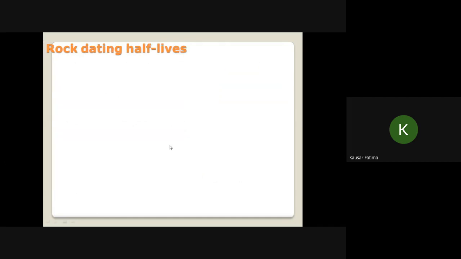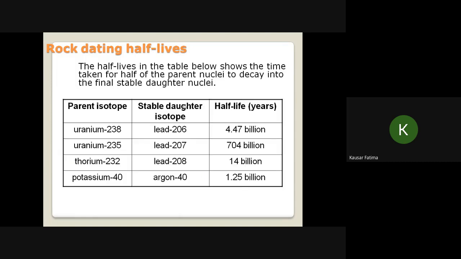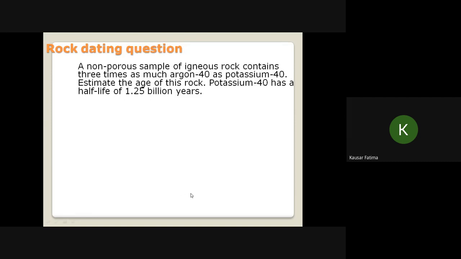So this uranium can be used to find out the age of the Earth because its half-life is longer. Half-lives in the table below give the time taken for half of the parent nuclei to decay into the final stable daughter nuclei. So these are the half-lives of different isotopes: uranium-238, uranium-235, thorium-232. They have very long half-lives, so they can be used to find out the age of the Earth also.